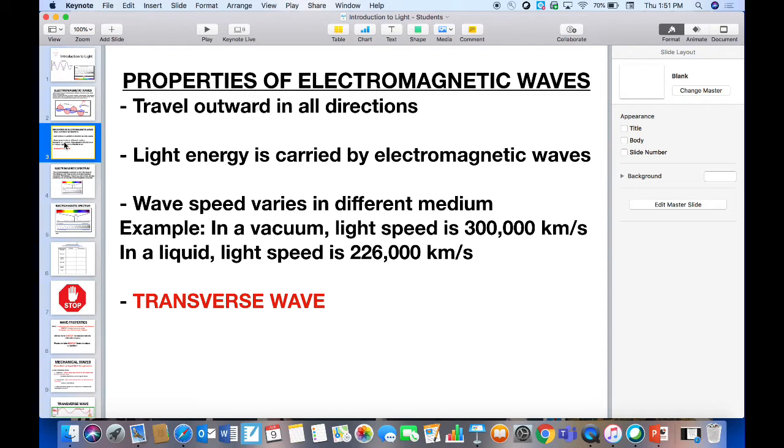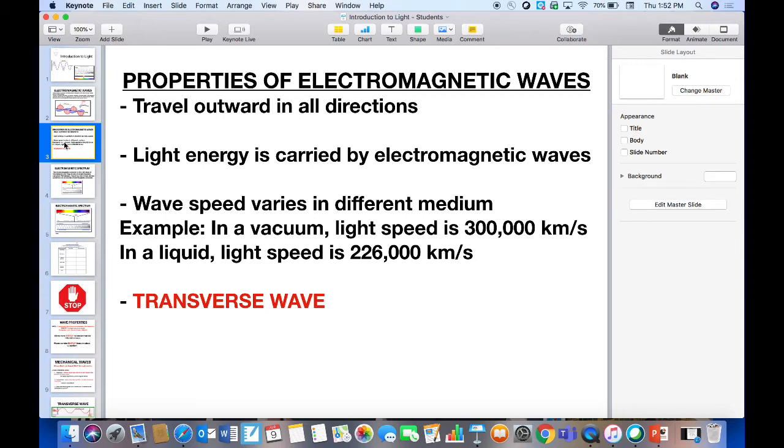What are some properties of electromagnetic waves? Well, these are waves that can travel outward in all directions. All you need is to have that one source, and these waves will move outward from that source. What energy do electromagnetic waves transfer? They transfer, probably what you're most familiar with, light energy. Light energy is what is carried by these electromagnetic waves.